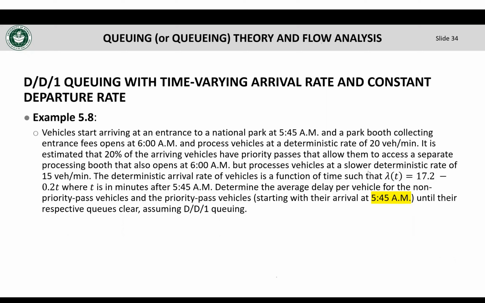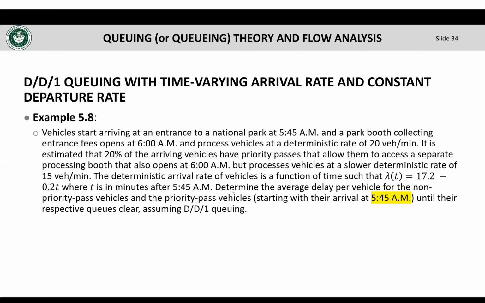So at t equals 0, we have 17.2 vehicles per minute arriving. But at t equals 10, that rate has been reduced by 2, so it would be 15.2 vehicles per minute. So it's changing with time as the problem progresses, where t here is in minutes after 5:45 a.m.